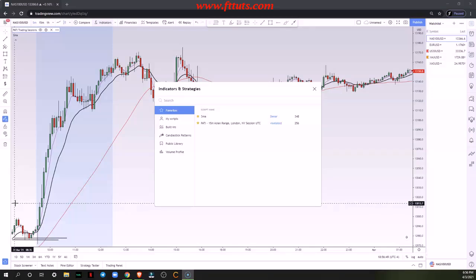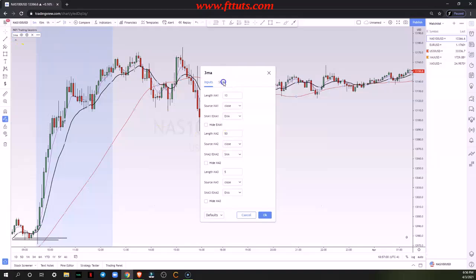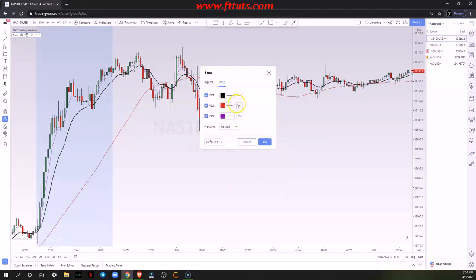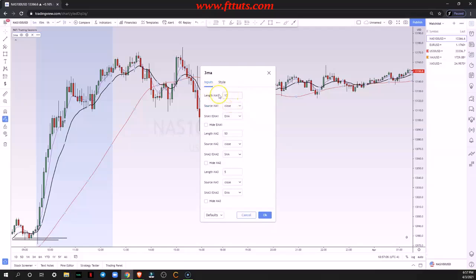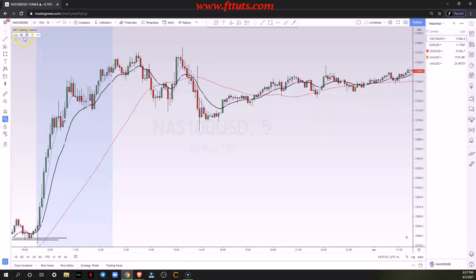And I'm going to show you how I use the 13 EMA, okay? So this is the moving average indicator that I use by Denier. It's called 3MA. I'm going to go to my settings. You can change whatever colors you want, but I have my 13 EMA, my 50 SMA, and my 5 EMA. The 5 EMA is the blue, the 13 EMA is the black, and the red one is the 50 SMA. That is the settings.